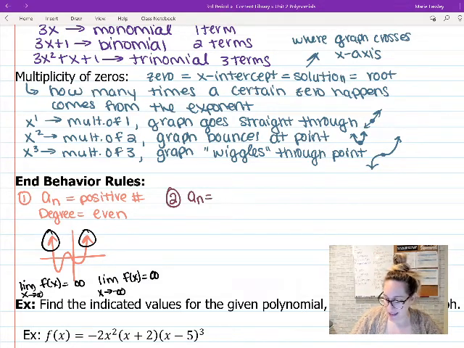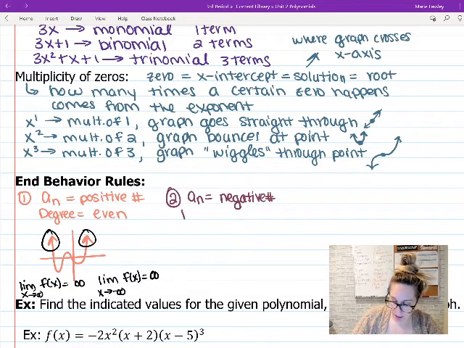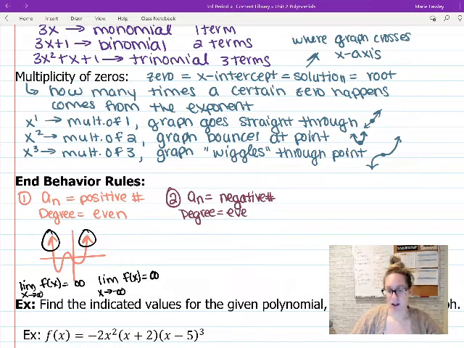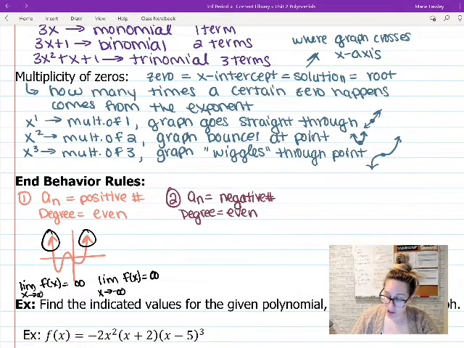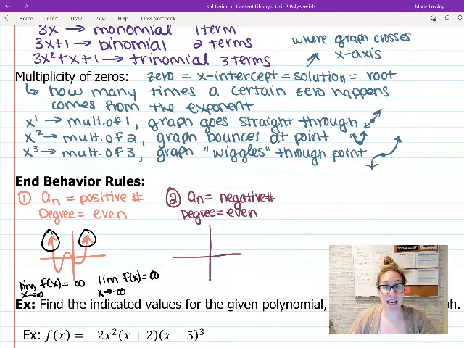All right, number 2. Leading coefficient is negative. Degree is even. All right, so think of your quadratic functions. So it's an even degreed polynomial, but our leading coefficient is negative. So this one, the ends still are going to point the same direction, but because it's negative, they're both going to point down.